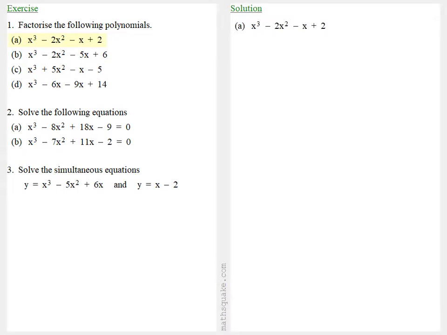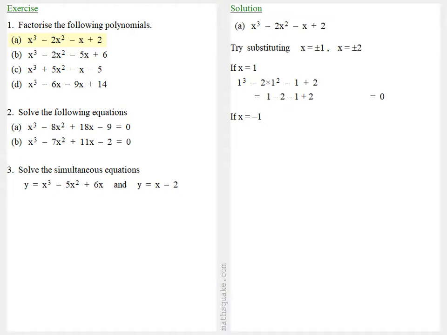Okay, in question 1a we've got x cubed minus 2x squared minus x plus 2. Now because the last number is 2, we could try substituting x equals plus or minus 1 or x equals plus or minus 2. So if x is 1, we have 1 cubed minus 2 times 1 squared minus 1 plus 2, which is 1 minus 2 minus 1 plus 2, which is 0. So x minus 1 is a factor.